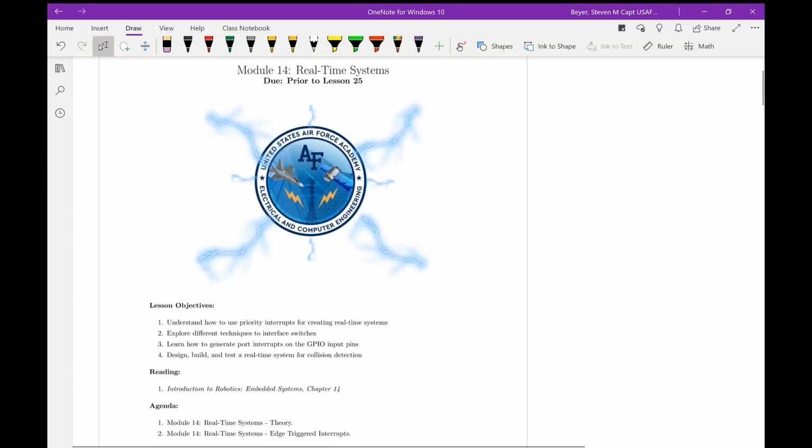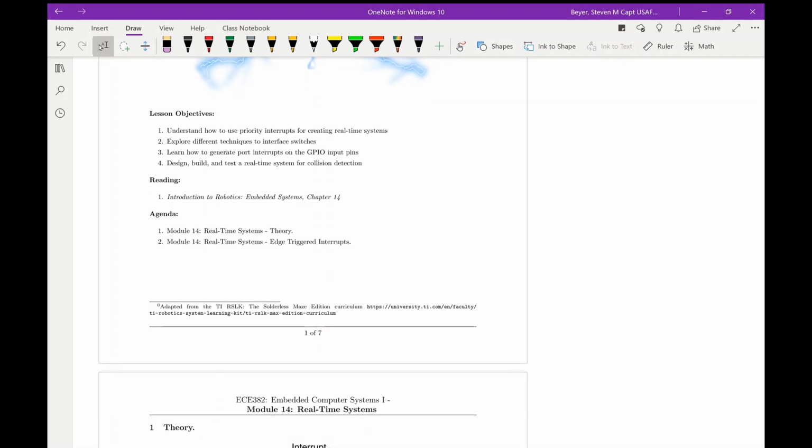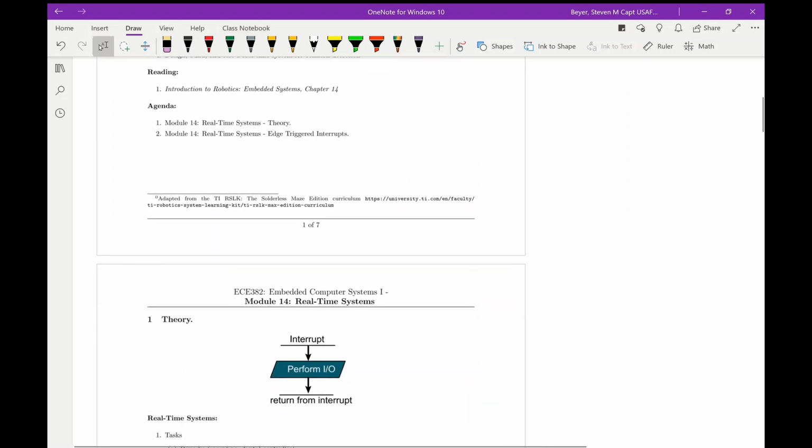All right, Real-Time Systems. Today we're going to look at interrupts again, but this time we're looking at how we can apply interrupts to real-time systems. How can we get the least amount of latency so that our safety critical systems will take priority over anything else that's going on, and so that we can protect our robot from running into a wall and burning up the motors? We're going to have two different sections today. First section, talk a little bit about the theory. Second section, we're going to look at how to apply edge-triggered interrupts.